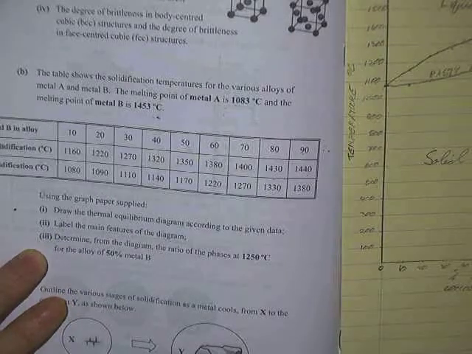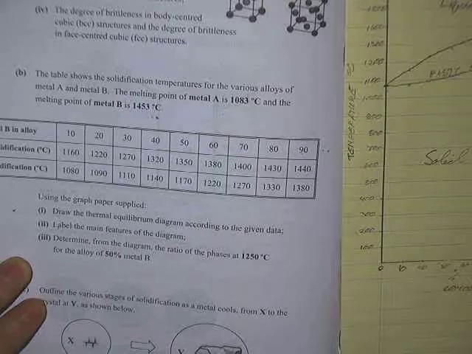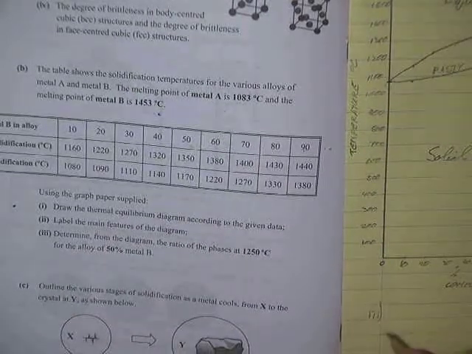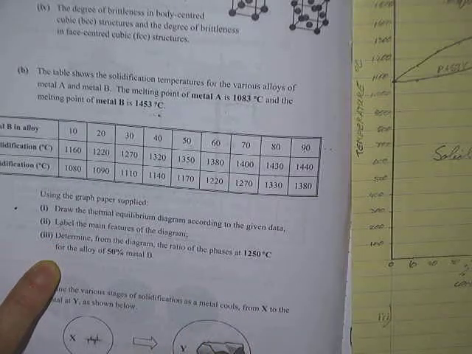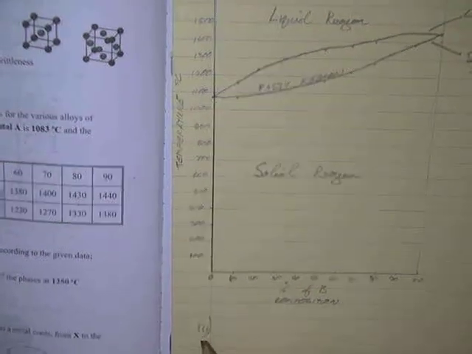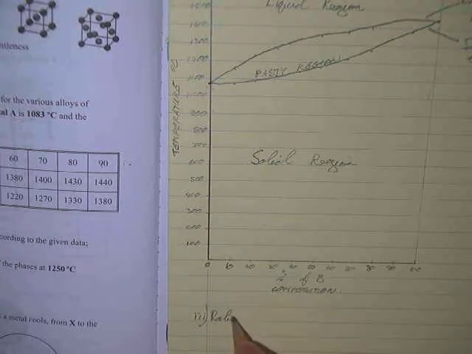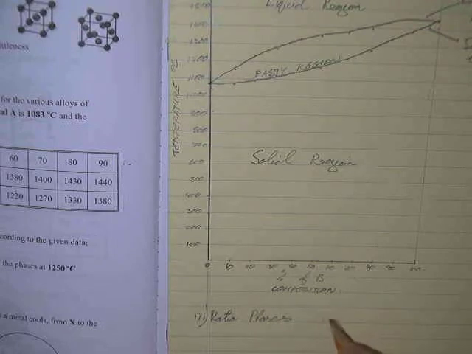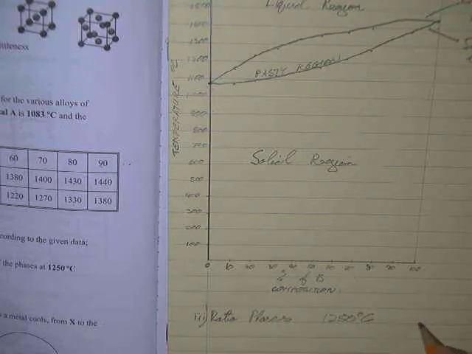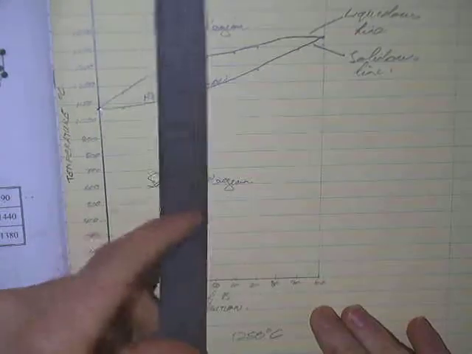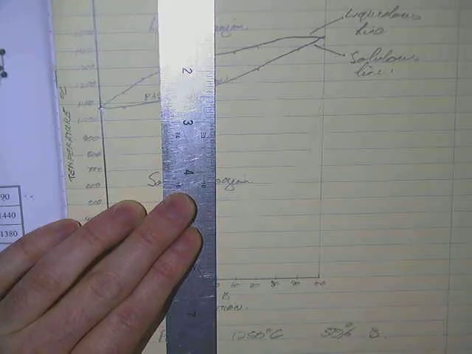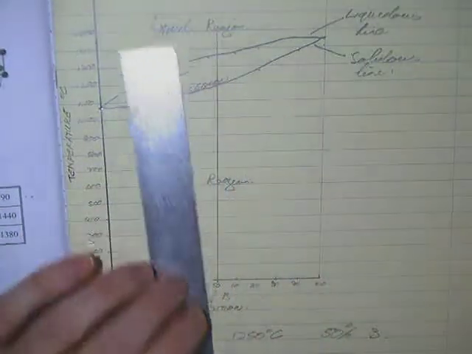Note that in this question, it only asks me to label the main features. In another question, it may ask me to describe. If it uses the word describe, then I need to give a little written explanation of each one. So finally, part 3 of the question is to determine from the diagram the ratio of phases at 1250 degrees Celsius for an alloy of 50% B. I'm just writing it down there so I remember what I'm doing.